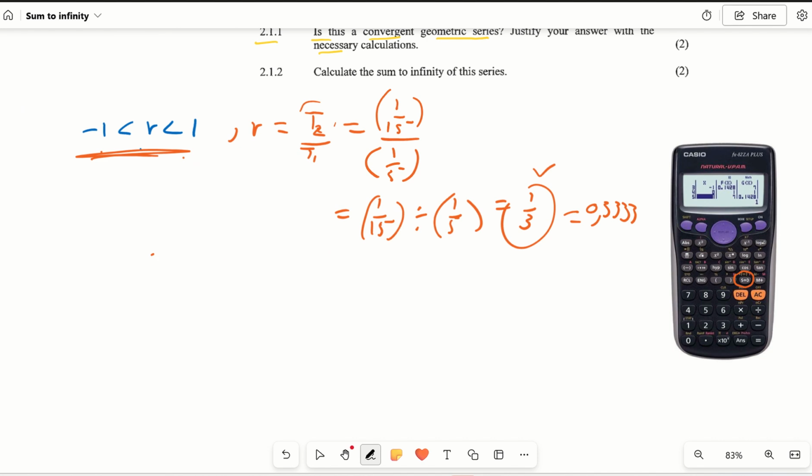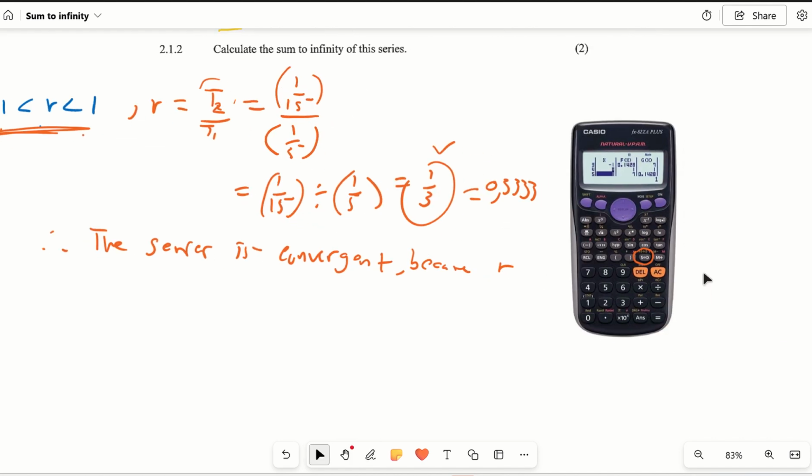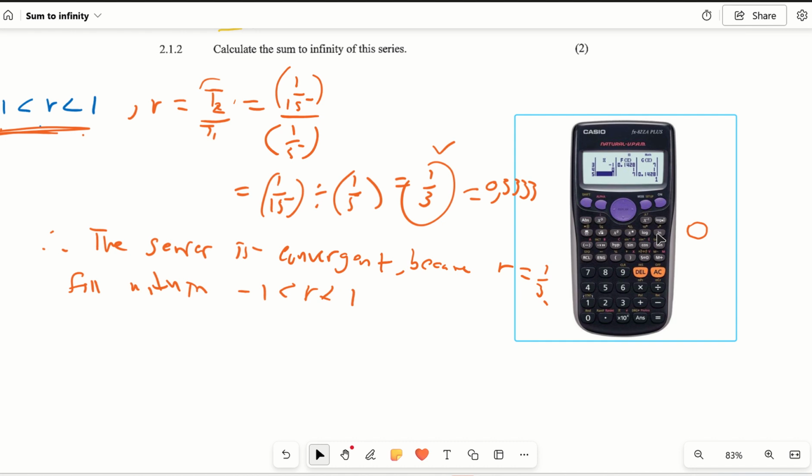So then you're going to say, therefore, the series is convergent, or converges, because r lies, or rather falls, within minus 1 and 1, like this. However, this doesn't matter, even if you use broken English, as long as the message is put across, because we're doing maths, not English, not language. So that is your answer there.